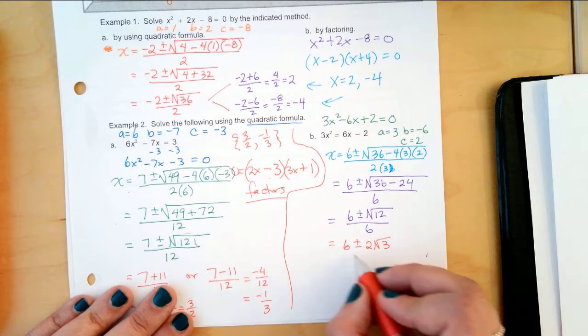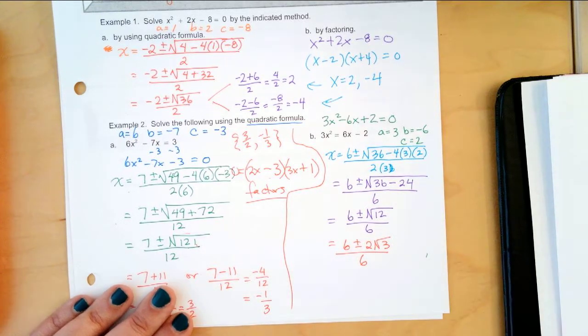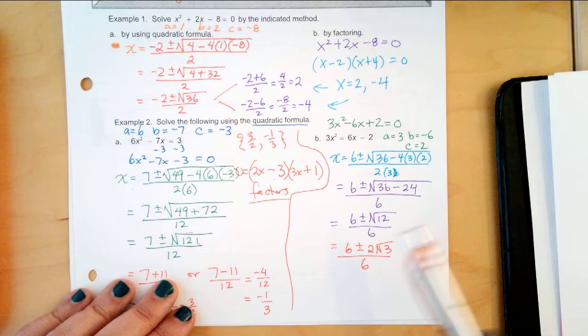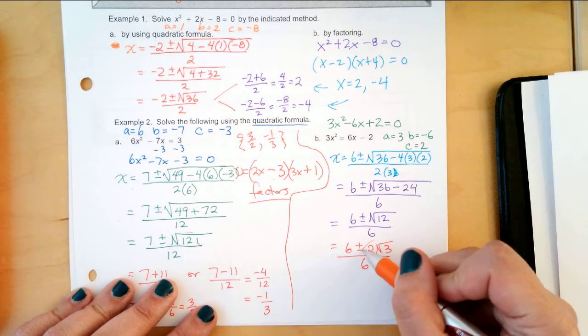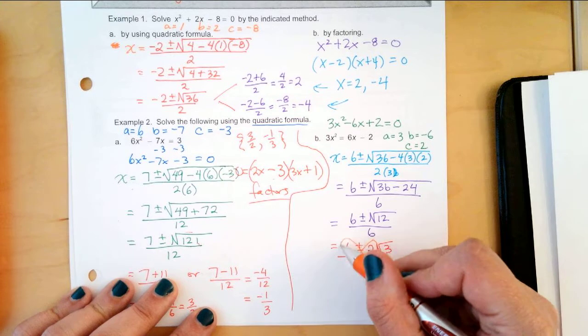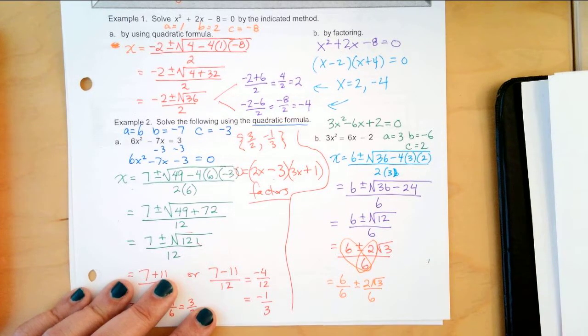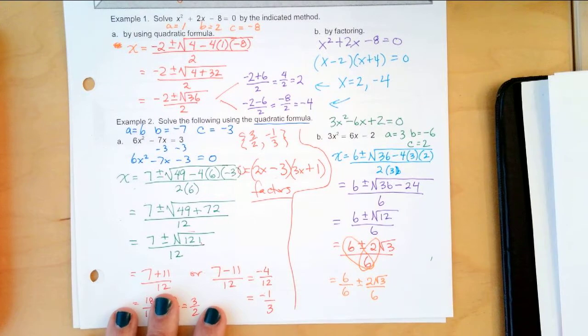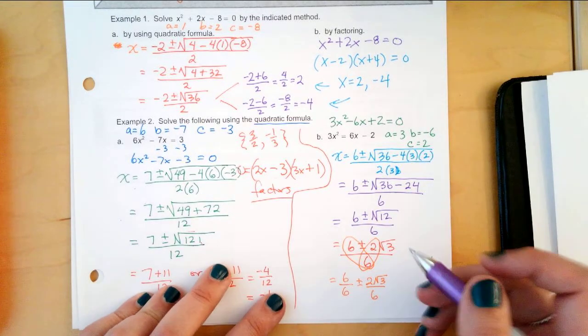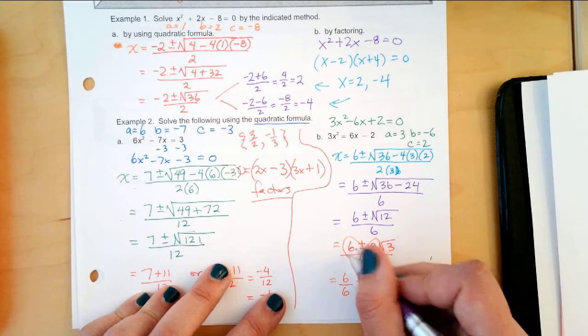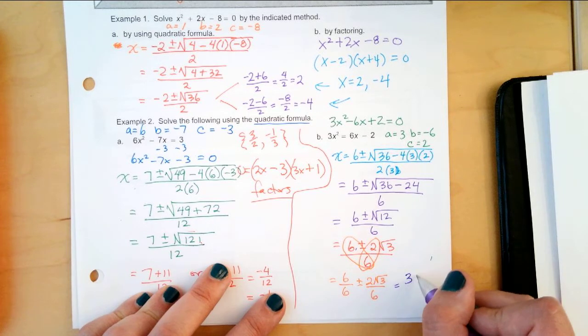Does everybody know how we got that? Over 6. Now, one thing I want you to realize is this is not fully simplified yet. You could look and see all of these whole numbers right here, these integers. They can all be reduced. This is the same thing as 6 over 6 plus or minus 2 radical 3 over 6. So we want to think about what's a number that goes into 2 and 6 evenly. It'd be 2. So 2 goes into 6 3 times, 3 plus or minus.